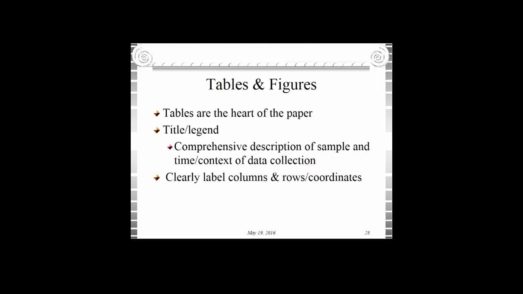The tables and the figures are really the heart of the paper. They tell what the paper is about. They should stand alone without referring to the text, so that the reader doesn't have to go back to the text to figure out what the tables are about. I ask authors to revise tables probably 90% of the time, because they come in really incomplete, particularly the title. Something like Table 1, Description of Sample, is just not good enough. It needs to tell who the sample is and something about the time and context of data collection.